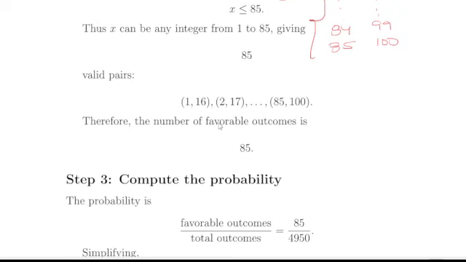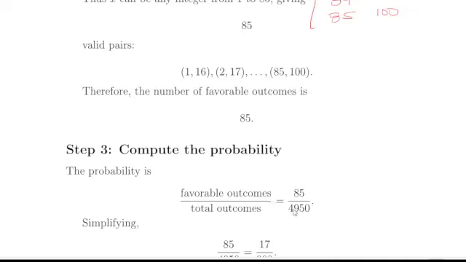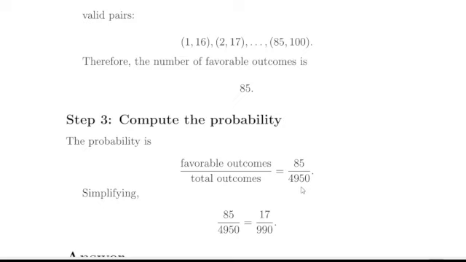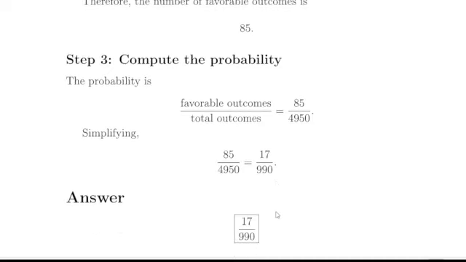Okay, so that's going to be 85 out of the total outcomes. We said that the number of distinct pairs is 4,950. So there's 85 favorable outcomes out of the 4,950, which simplifies to 17 over 990 as our final answer.